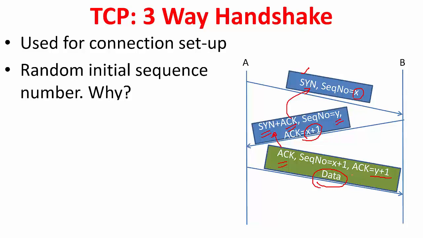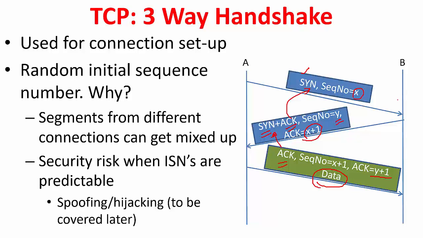Now the question is, why do we choose a random initial sequence number? There are 2 reasons for this. What are they? So one reason is you don't want segments from different connections to get mixed up. Let me tell you what I mean by this. Suppose there is a TCP connection 1. Let's say all of them start with sequence number 0. So one side is sending sequence number 0. The other side also is sending sequence number 0. And something happened and you send sequence number 32. The other side also is sending maybe sequence number 12.